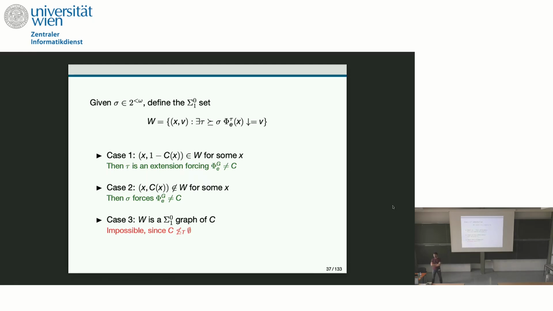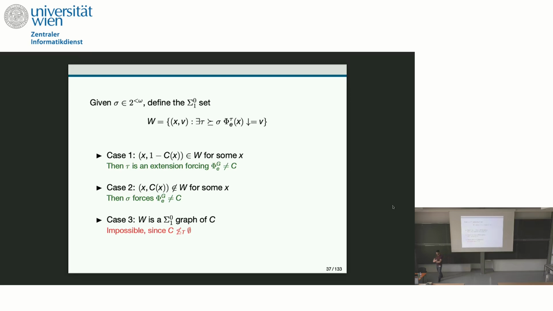Consider the following CE set, or Σ⁰₁ set: the set of all pairs (x, v) such that you can find an extension of your initial segment which makes you halt on the input x and output the value v. Here x is an arbitrary integer. Let's say that v is 0 or 1. Let's consider only 0-1 valued functionals. Then we have three possible cases.